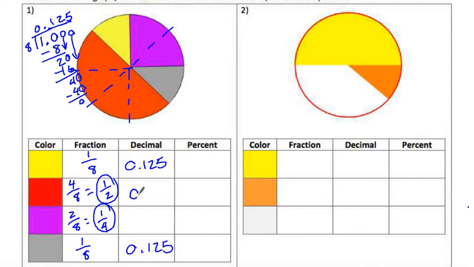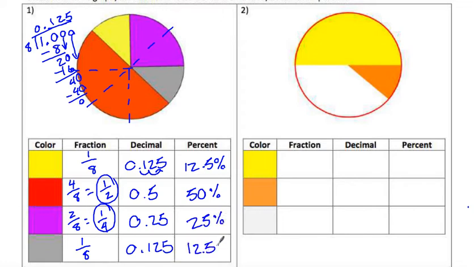Half I have memorized, which is 0.5. And 1/4 is 0.25. Think money. If you turn those to percents, you can move the decimal 2, so that becomes 12.5%. This one becomes 50%. This one becomes 25%. And this one becomes 12.5%, like the one above. It's very helpful if you can have some of these percentages memorized so that you can just move quickly through creating your circle graphs.